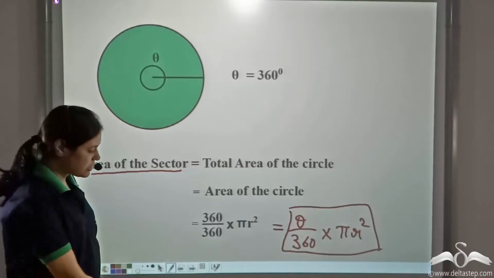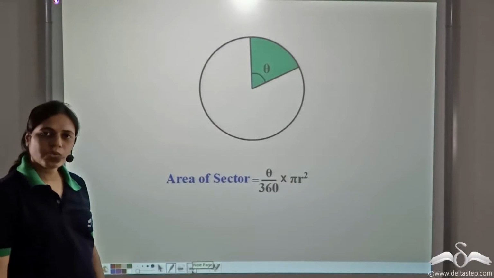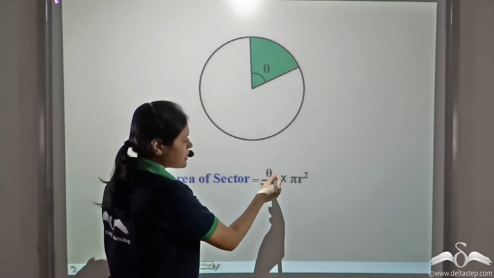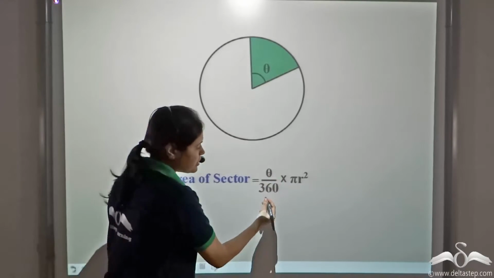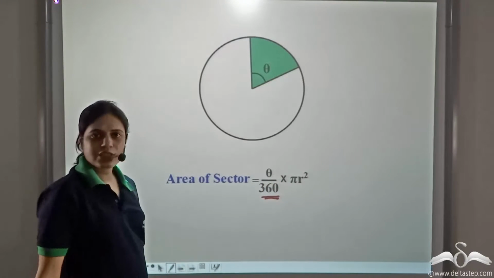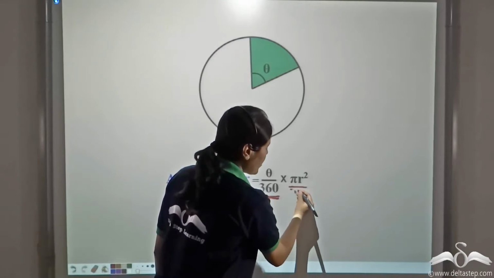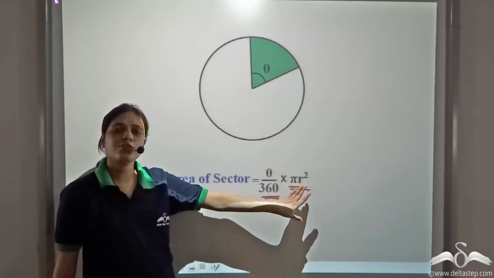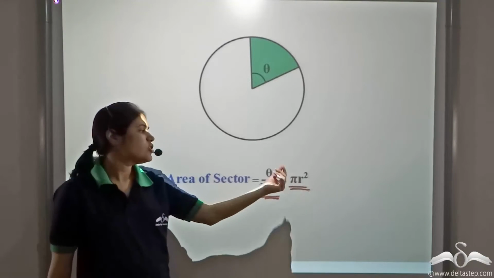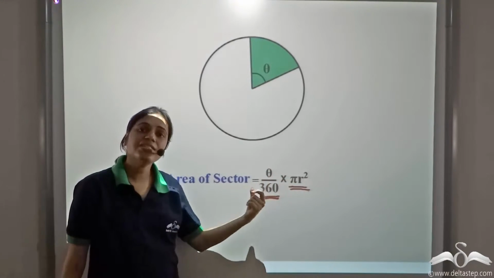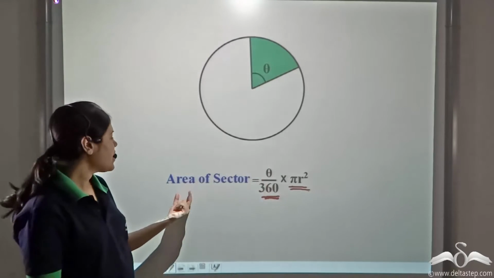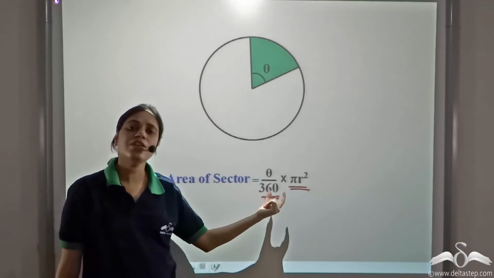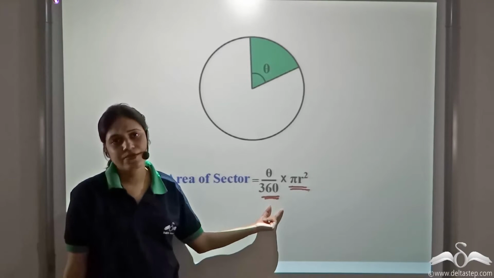Theta by 360 into pi r square. So it is the central angle divided by 360, which is a constant, into pi r square. Pi is constant, r is constant for a given circle. So as theta, that is as the central angle increases, area of a sector for a circle also increases.